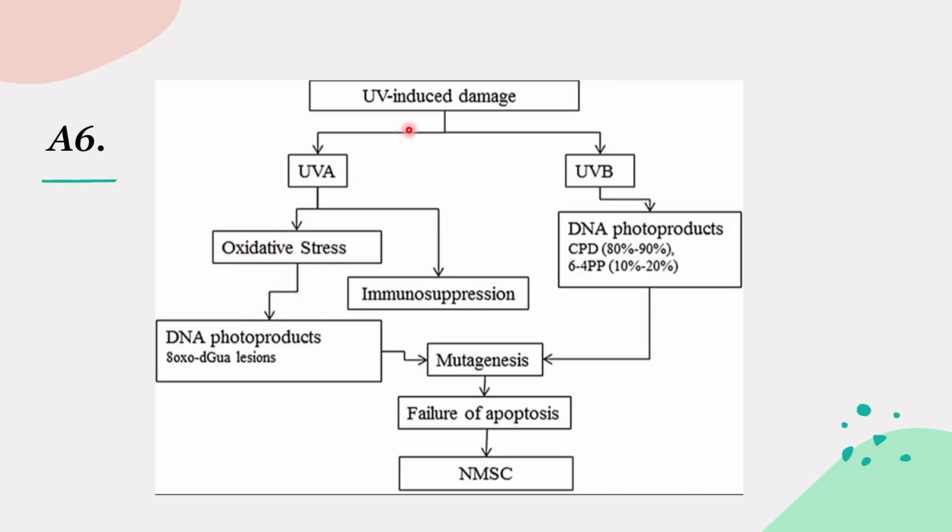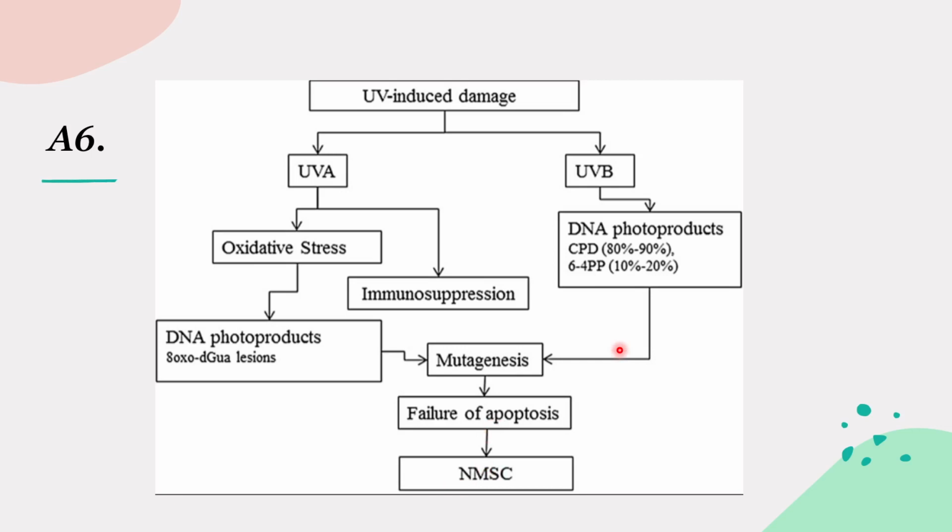So this UV induced damage is because of UVA and UVB. UVA leads to production of DNA photoproducts, that is 8-oxo-deoxyguanosine, and UVB generally leads to production of photoproducts. As you can see here, the DNA photoproducts are CPD, 80% to 90%, and 6,4-PP, 10% to 20%. They lead to mutagenesis, and failure of apoptosis happens, and that leads to death of the cell.